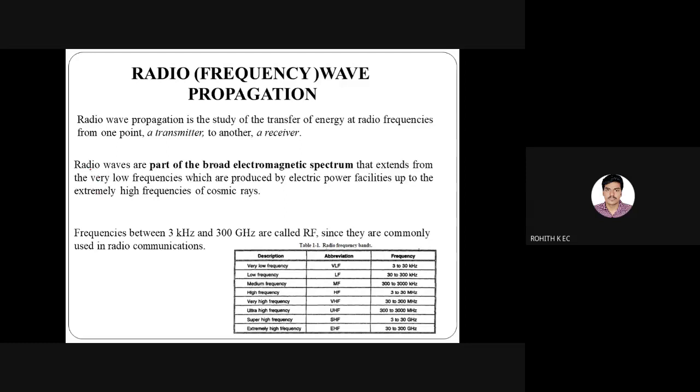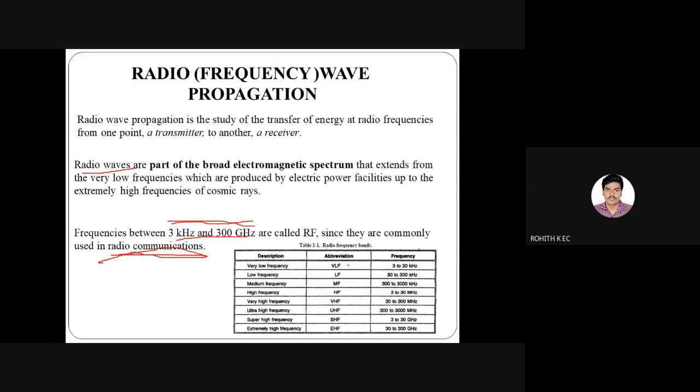Broadly, if I talk about radio frequencies, it ranges from 3 kilohertz to 300 gigahertz. So these are the frequencies that can be used for communication purpose. Please note down this point. This is very important because in the future, if somebody asks you what is the general radio frequency range, it is from 3 kilohertz to 300 gigahertz. This is the broader radio frequency range used for radio communication or wireless communication in general.